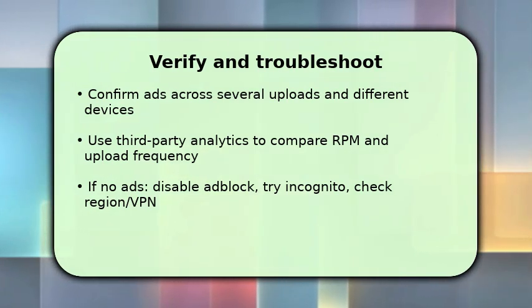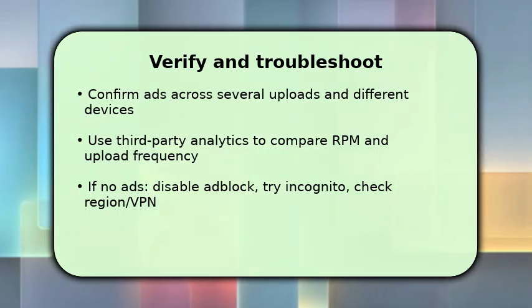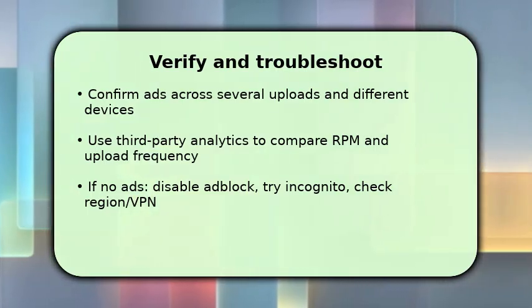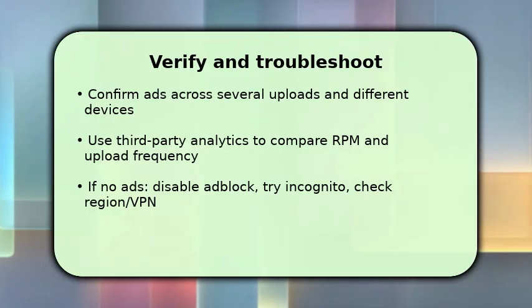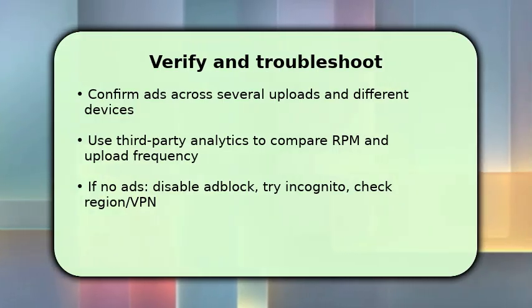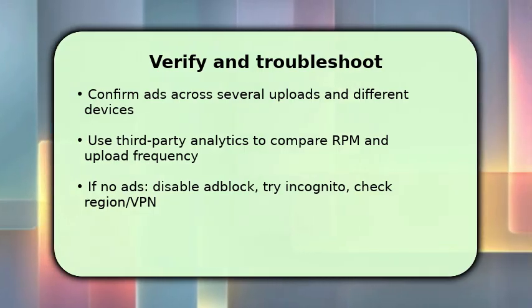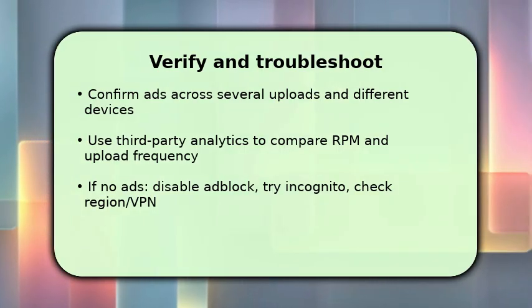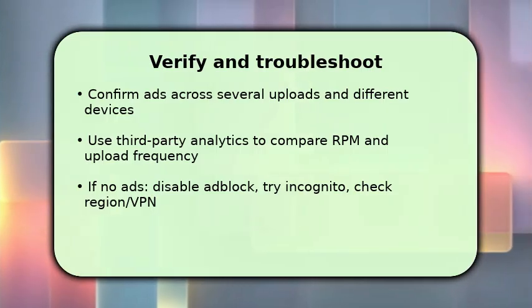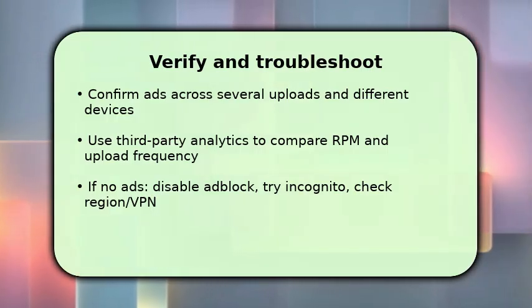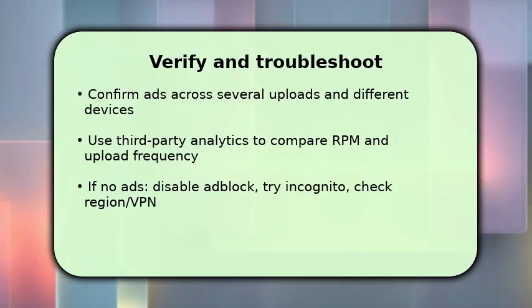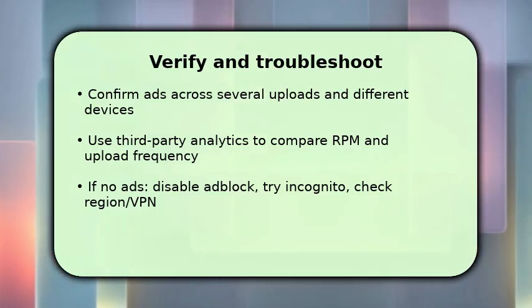Once done, corroborate your findings with third-party analytics sites to see revenue estimates and upload cadence, which explain why some videos earn more. If you see no ads, make sure ad blockers are off. Test in an incognito window, or change region with a VPN. Ads can be blocked by extensions or unavailable in certain countries. That troubleshooting step fixes most false negatives.